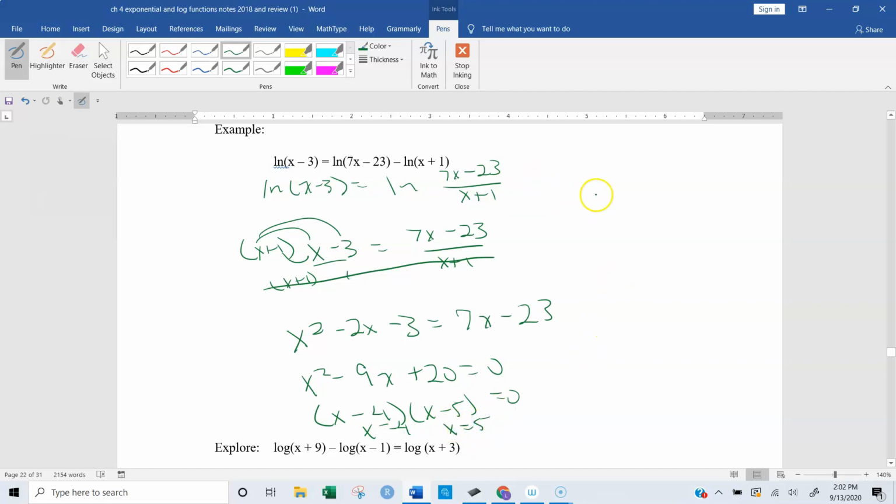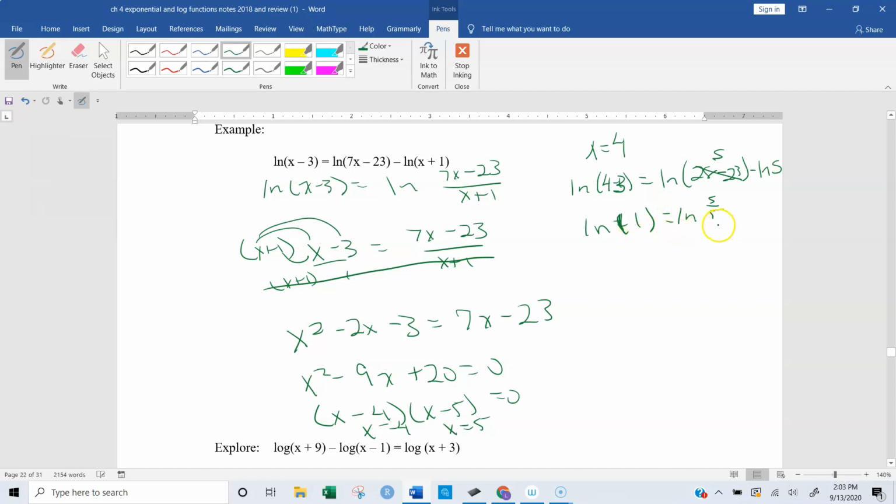Again, you must check. So let's go up here and let's do x equals 4. So we have the natural log of 4 minus 3 equals the natural log of 28 minus 23 minus the natural log of... I'm running out of room, so I'm just going to put that in as 5. Well, 28 minus 23 is 5. Well, subtraction means division, so this is the natural log of 5 divided by 5. This is the natural log of 1.